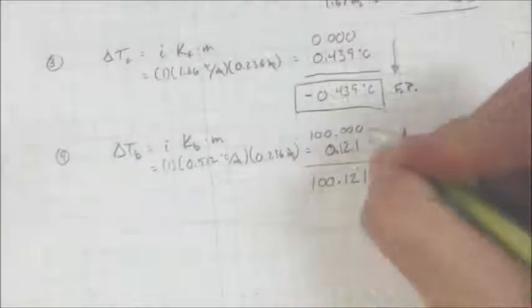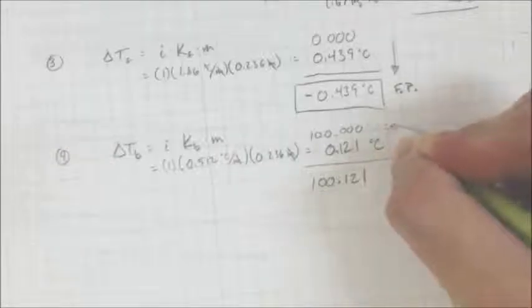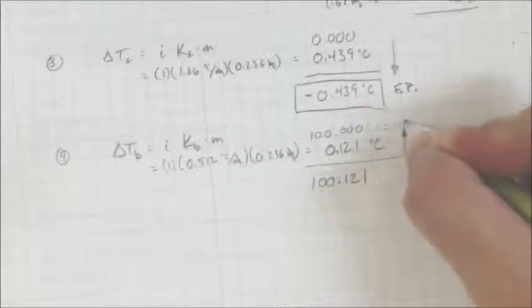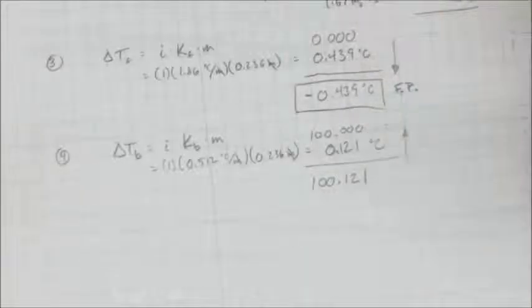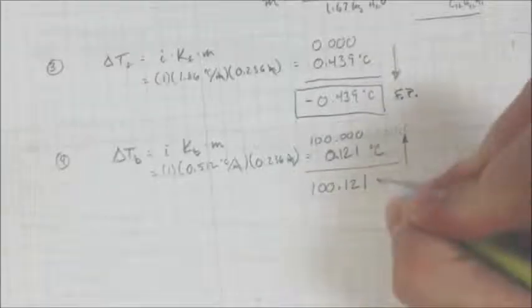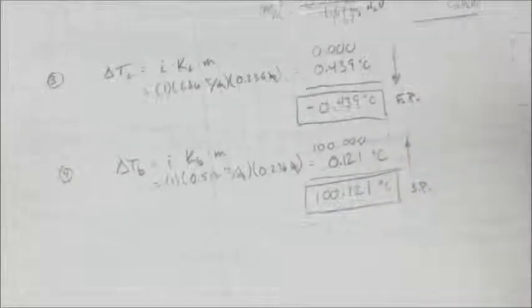So these are both out to as many zeros, as many sig figs as you want to make them. We don't need all of these other zeros out here, but we need 3 to match the 3 that we already have in our delta T calculation. So we have 100.121 degrees Celsius, and that is our second answer for the boiling point.